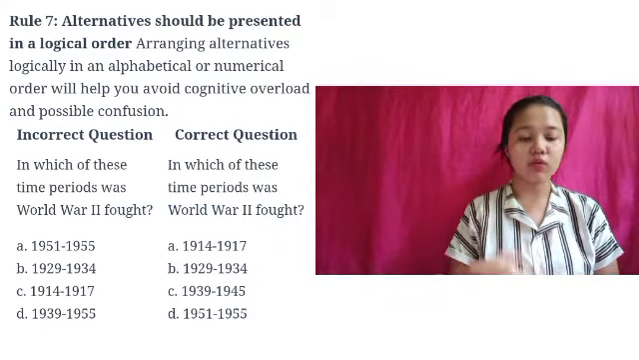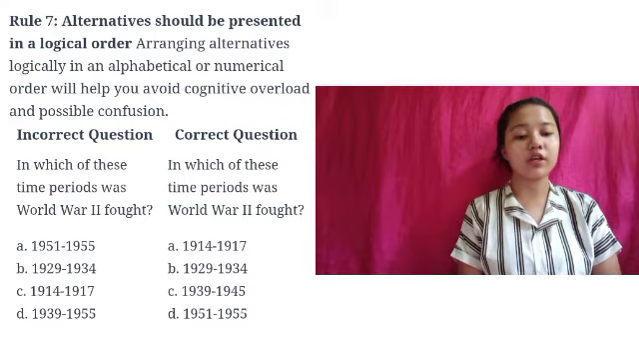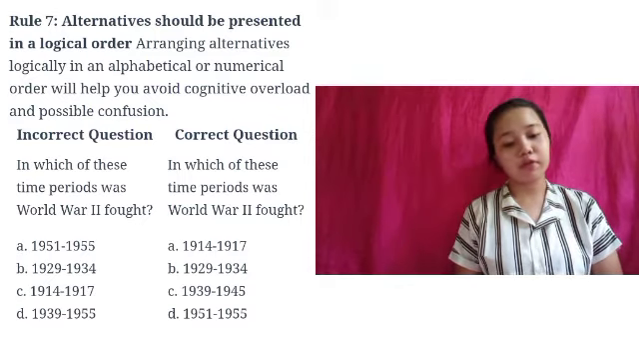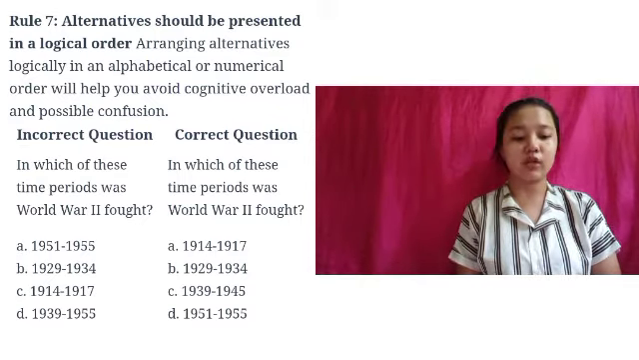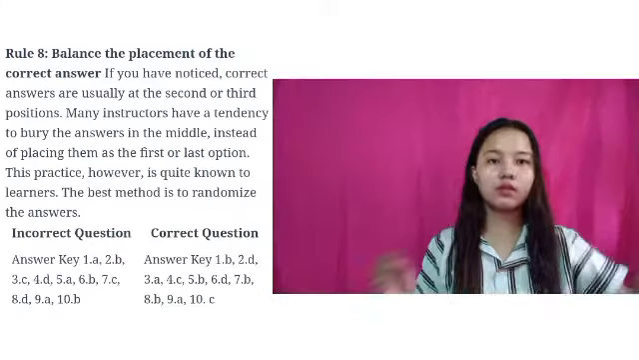Like, for example, sa correct question. In which of these time periods was World War II fought? A. 1914 to 1917. B. 1929 to 1934. C. 1939 to 1945. D. 1951 to 1955. So, mapapansin nyo yung pagkasunod-sunod ng choices niya.